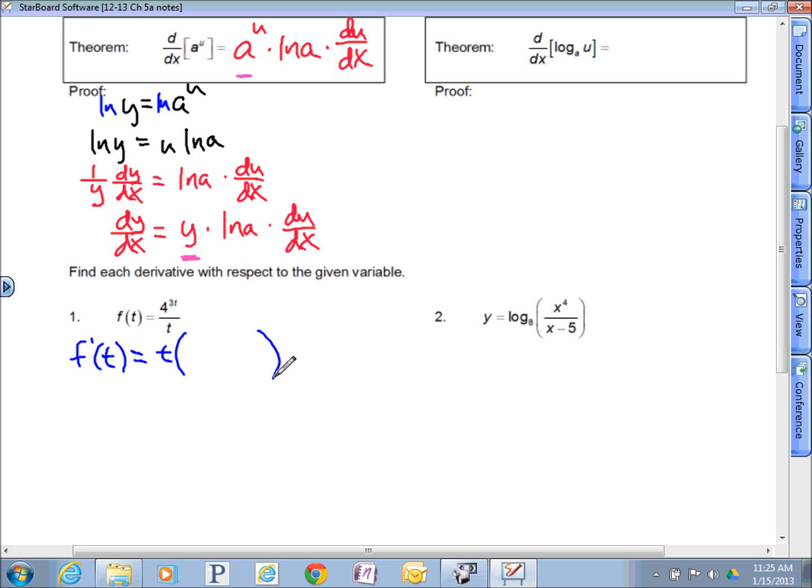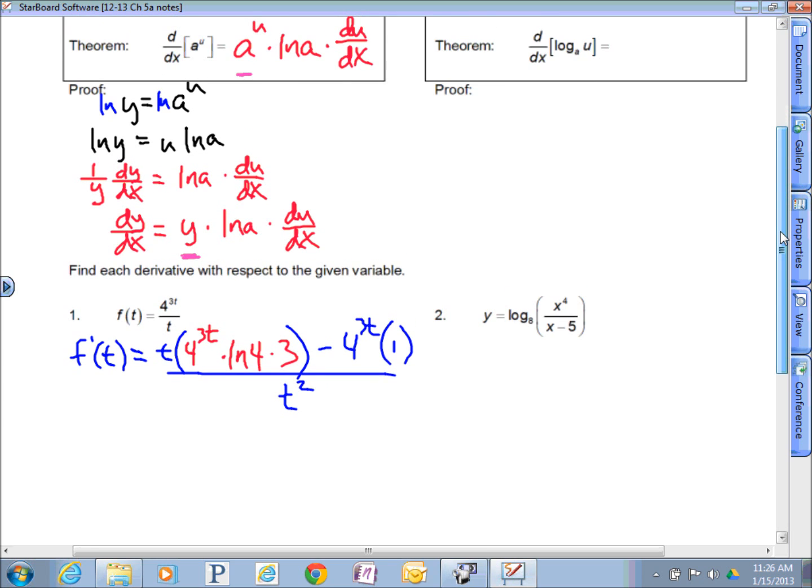So I'm going to start off with the actual function itself, 4 to the 3t. Multiply that by the natural log of the base, and it looks like I didn't leave enough room. And then I'm going to multiply that by the derivative of the exponent, which would be 3. So low, d high, less high, 4 to the 3t, d low, square the bottom, away we go, t squared. There's your practice of cleaning that up.